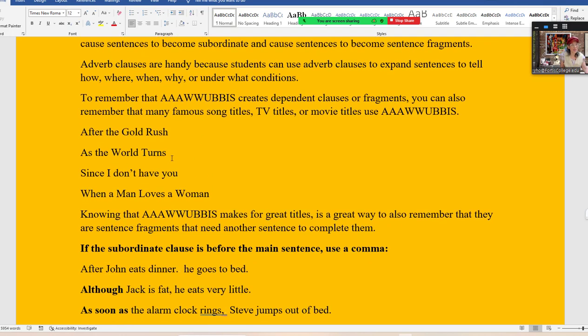A lot of song titles and TV titles and movie titles use a subordinating conjunction: After the Gold Rush, As the World Turns, Since I Don't Have You, When a Man Loves a Woman. So it makes for great titles, but titles are not complete sentences. Titles are fragments. If I say, As the World Turns, or Since I Don't Have You, is that a complete sentence? No.